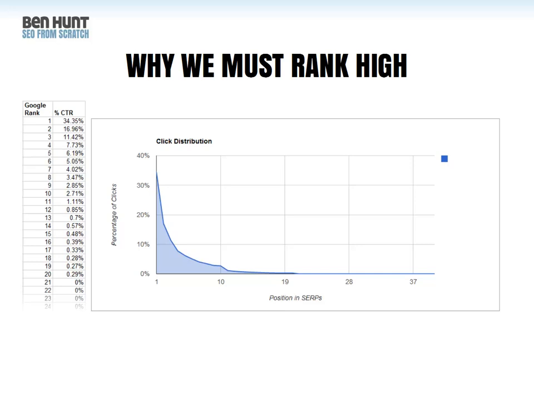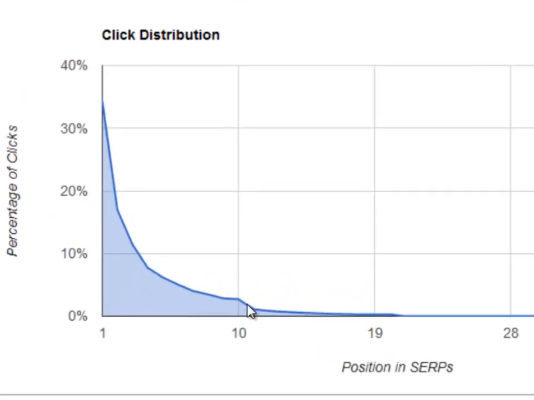And this graph actually shows you where all those clicks go. So you can see that the vast majority of clicks, around 95% of all the clicks, go to the pages between 1 and 10. Those results, that is page 1 of the search results.